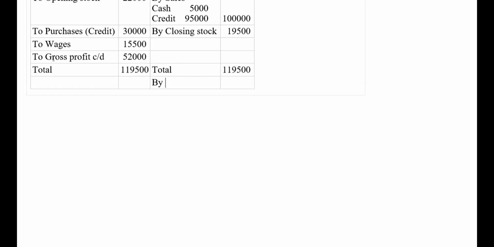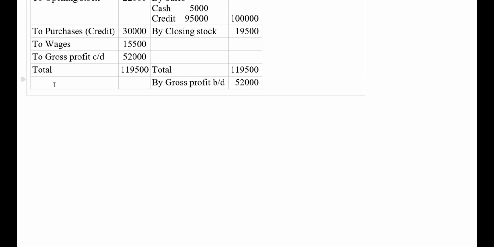Then we should leave a line here. Let's take the total. The credit side is more here. So total comes to 1,19,500. Let me write down the same thing here, 1,19,500. So the difference here is rupees 52,000, which is nothing but gross profit. So to gross profit carried down. Now let's write down here, by gross profit brought down, so that is 52,000.